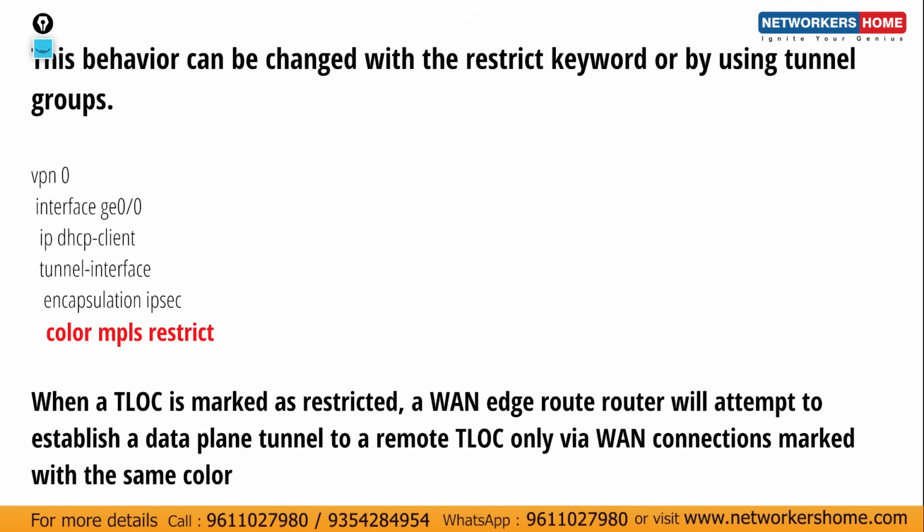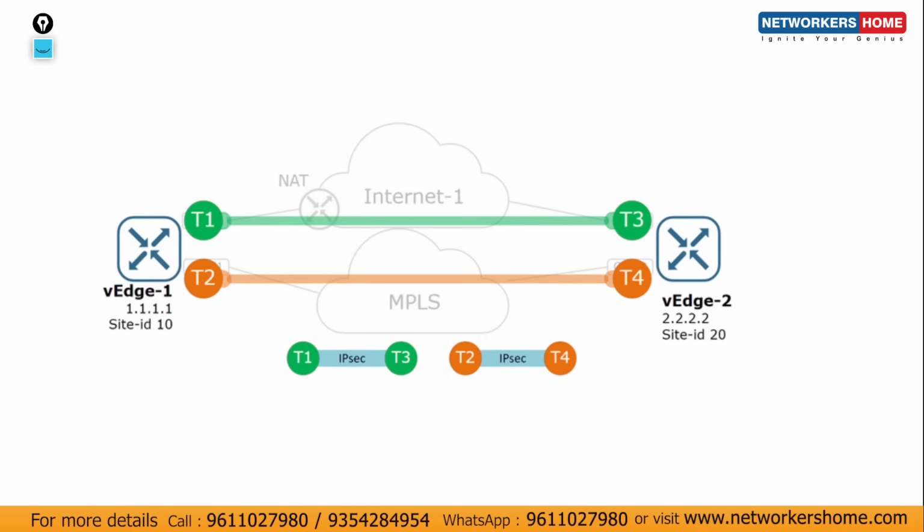So how do you configure that? You just have to go to the interface and give the color MPLS restrict on the transport interfaces, and as soon as you give the restrict option, you will have neighborship only to the certain color in individual devices. Now you see that once the restrict option is applied, you have T1 as the green color, and that is internet, and the orange is basically the MPLS cloud.